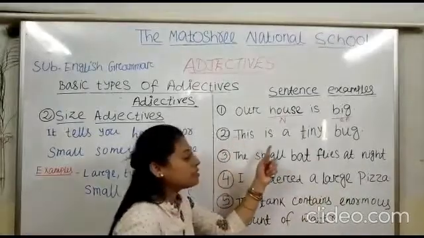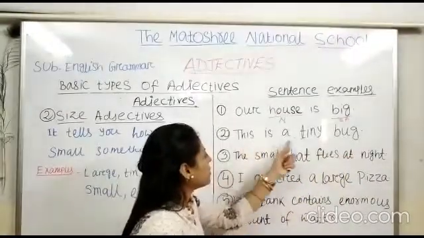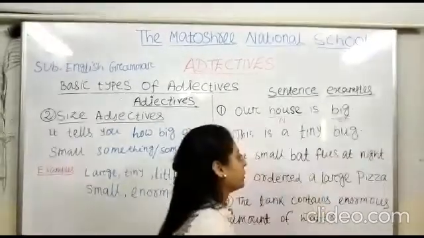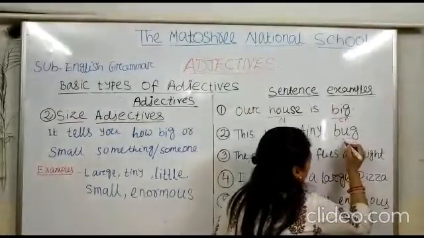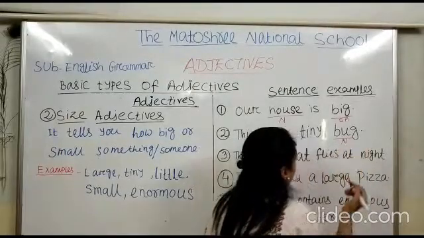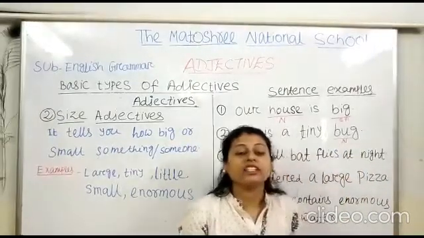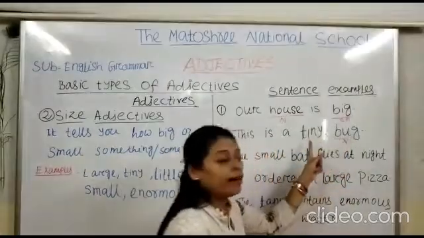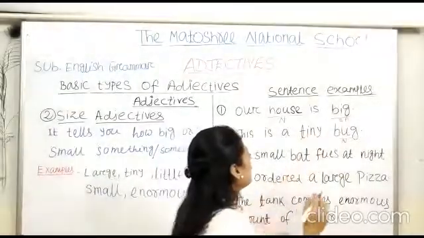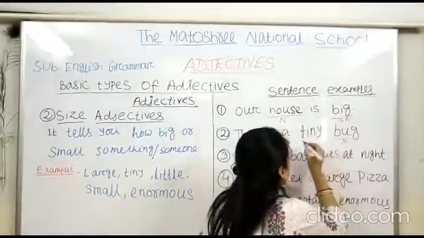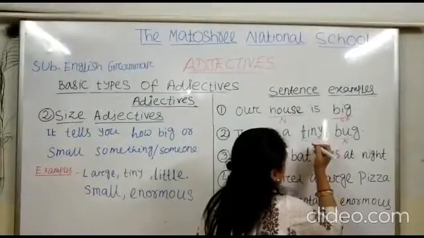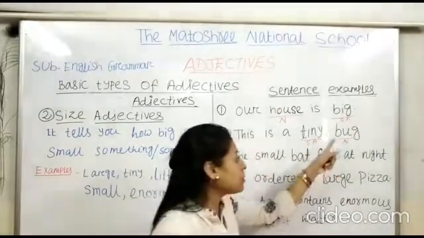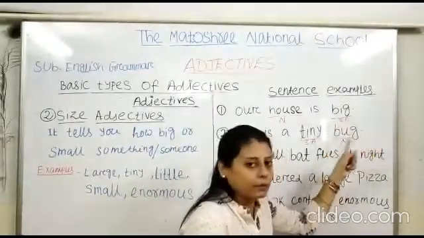Next is, this is a tiny bug. So here bug is a noun. What type of bug is it? It is a very tiny bug. Here tiny shows the size of the bug. So tiny here is a size adjective, and it describes more about a bug, a noun.